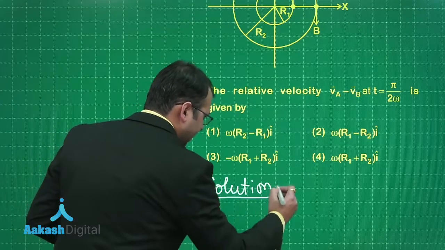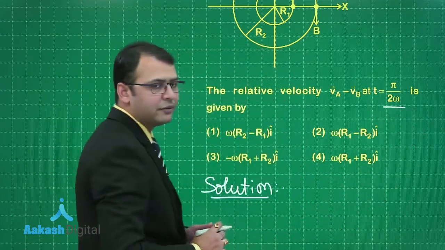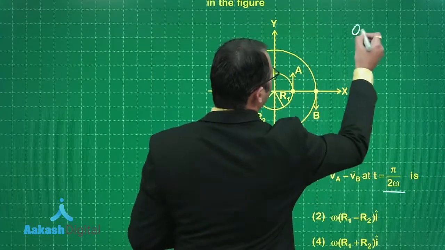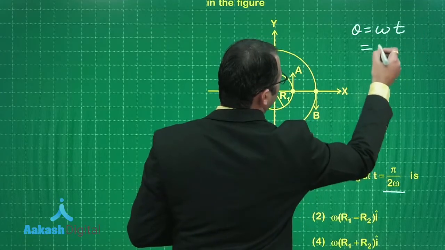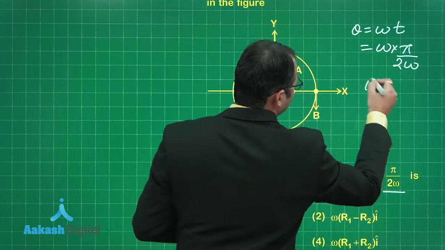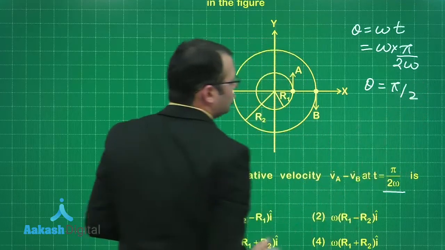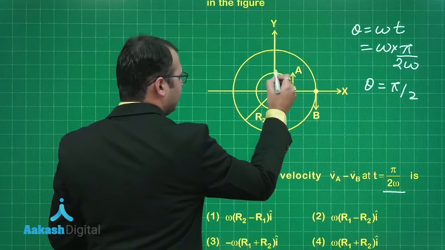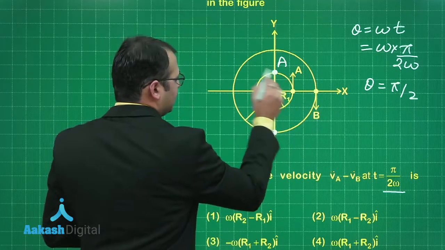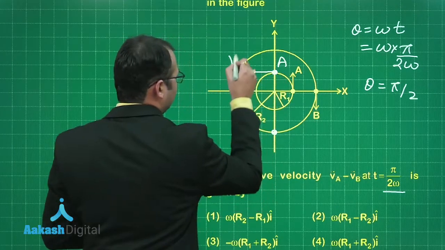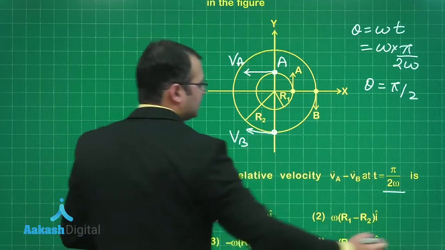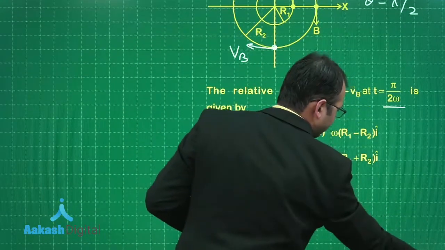We have to find that after this amount of time where the particles will be. Both are moving with the same speed omega. So I'll say the angular distance which will be covered would be omega into t. So you say omega, and from here you will write pi by 2 omega. Thus theta would be simply pi by 2. So after this amount of time, this particle A will reach here and this particle B will reach here. When it is at this point, the velocity of A will be in this direction and velocity of B will be in this direction. Now let's see what is the value of VA and VB.